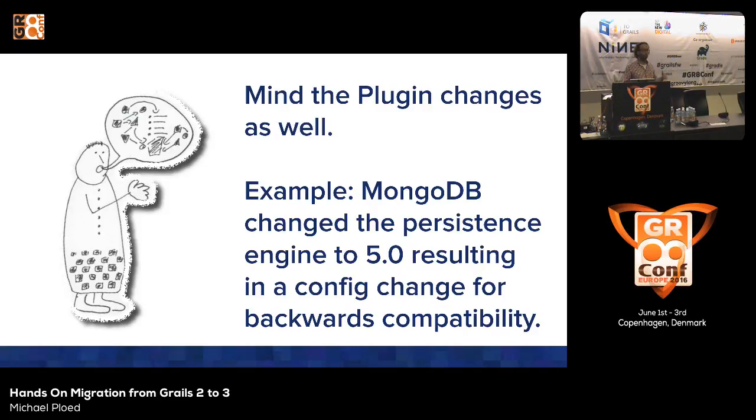If you have used the MongoDB plugin in the Grails 2 world, the plugin has been using an older persistence engine for MongoDB, which means that the data in MongoDB isn't compatible with the newer engine default, which is now in the Grails 3 plugin of MongoDB. It's very easy to fix that, but you just need to be aware, and it's documented. So for all the plugins you use, you might want to check the documentation of the plugin and see if you need to readjust some sort of configuration. And on the Mongo part, we will go through this step as well. It's easy to fix, you just have to know it.